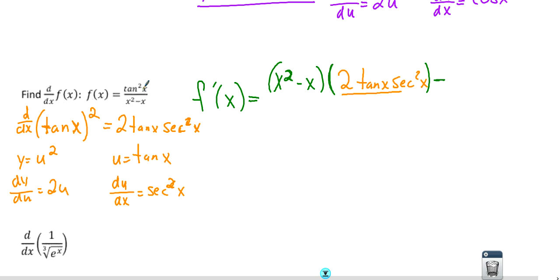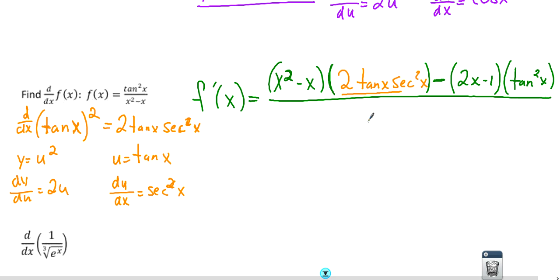Okay? Minus, now we're going to finish our quotient rule. Now we take the derivative of the bottom, which is 2x minus 1, times the top, which is tangent squared x, all over the bottom one squared, which would be x squared minus x, squared. And that's our derivative. Now, it didn't say to simplify, so we're not going to simplify it. We found our derivative, f prime of x, and we are done. Okay, all right.